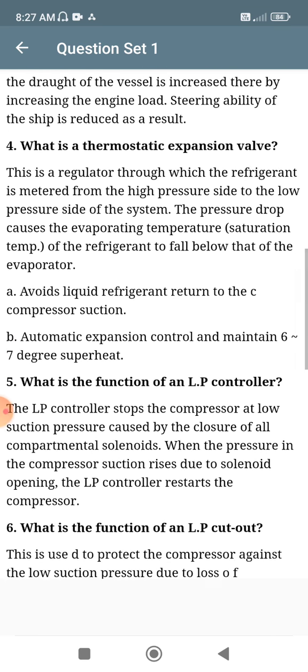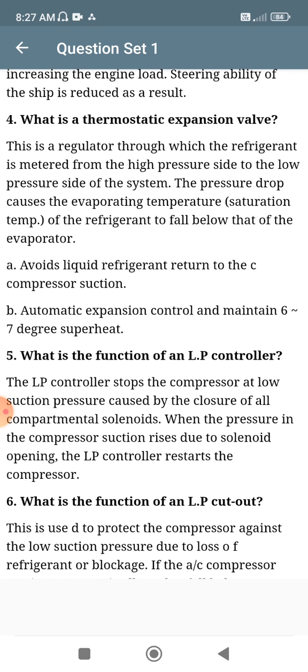Okay, what is a thermostatic expansion valve? In refrigeration, this question is asked. We can say this is a regulator through which refrigerant is metered from the high pressure side to the low pressure side of the system. So this is a throttling device.